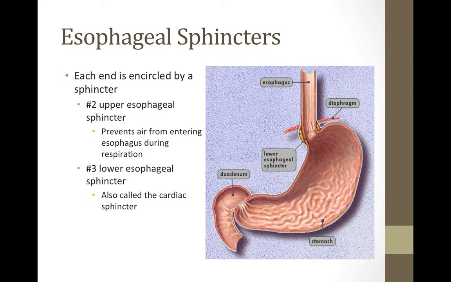The lower esophageal sphincter is also called the cardiac sphincter because of its proximity to the heart. And that's going to help prevent gastroesophageal reflux, or when your stomach churns, it's going to push stomach acids and other stomach contents up, and your lower esophageal sphincter is basically supposed to prevent those acidic substances from entering your esophagus.